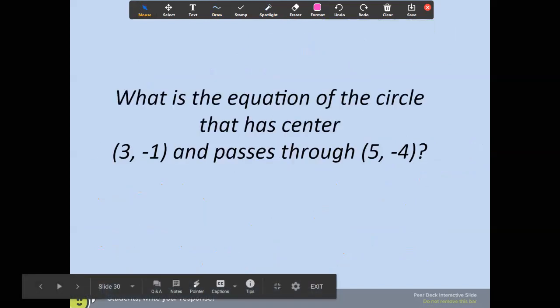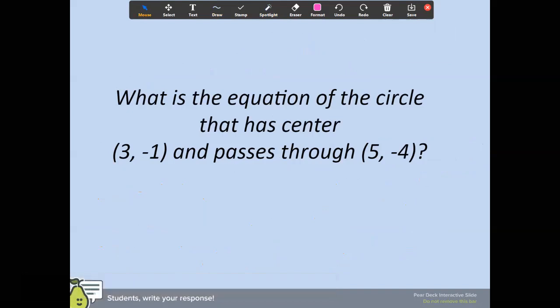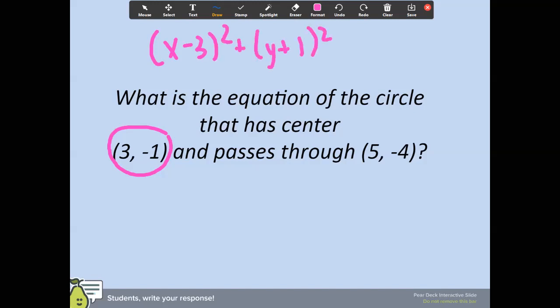Okay, on 30, what is the equation of a circle centered at 3, -1, passing through 5, -4? Okay, so for this, since my center is this, that is going to give me x minus 3 squared plus y plus 1 squared is equal to r squared. I'm trying to figure out my r squared. So now I'm going to be putting this 5, -4 in for my x's and y's.